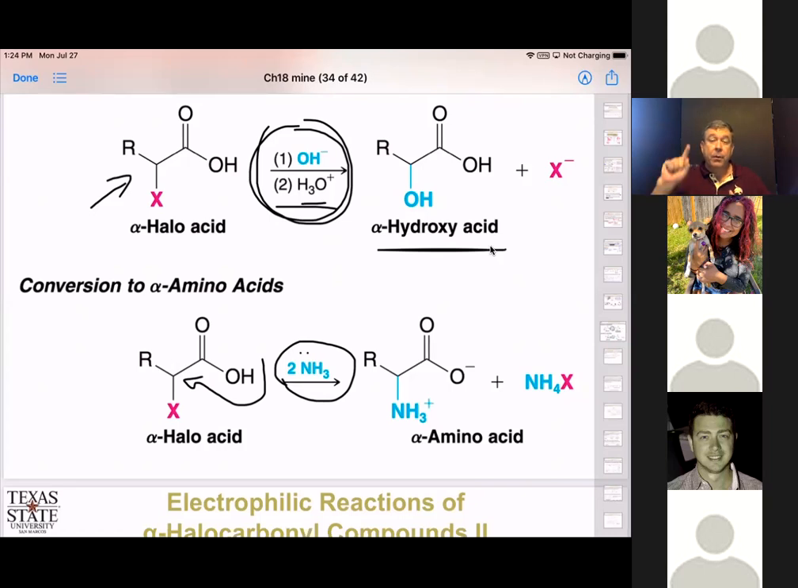So if we want to put one halogen on there, we do it with an acid catalyzed system. If we actually want to oxidize that methyl group off completely, we use the base catalyzed haloform reaction. Once we have one of those halogens on that alpha position, it can be displaced by any number of nucleophiles.